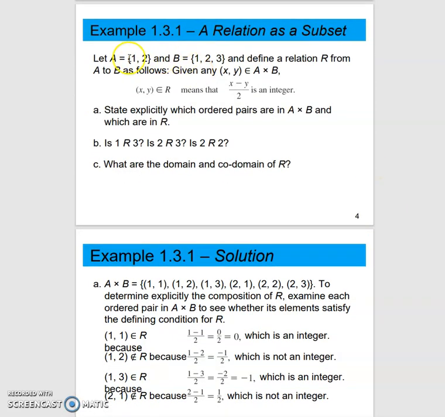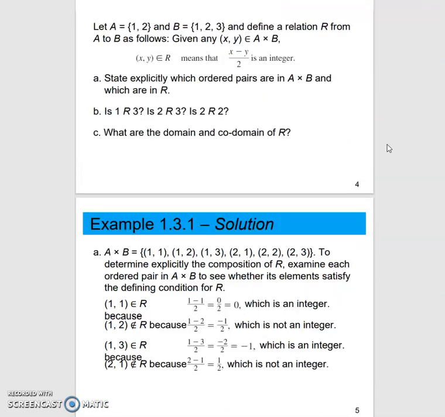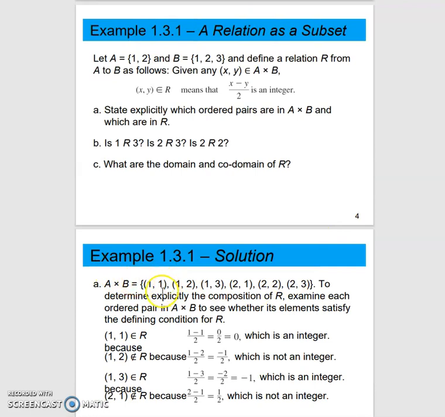So let's see some examples. A is {1, 2}, B is {1, 2, 3}, and we are defining this relation R from A to B as follows. x comma y is in R means that (x minus y) all over 2 is an integer. So let's state what ordered pairs are in A cross B, and then which are in R. Down here I've got the full cross: (1,1), (1,2), (1,3), (2,1), (2,2), and (2,3).